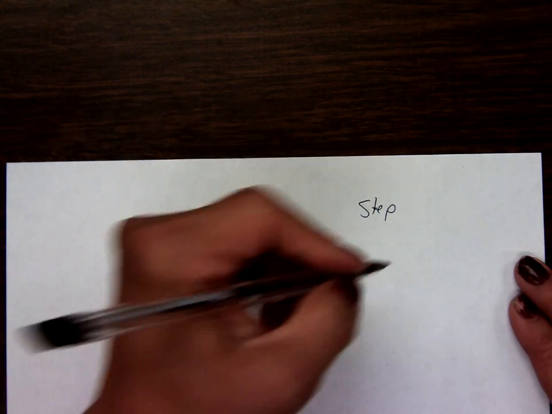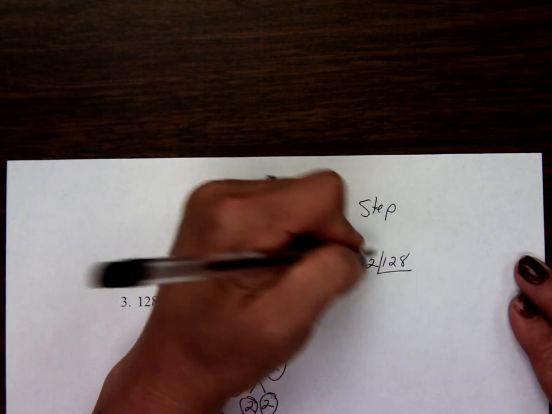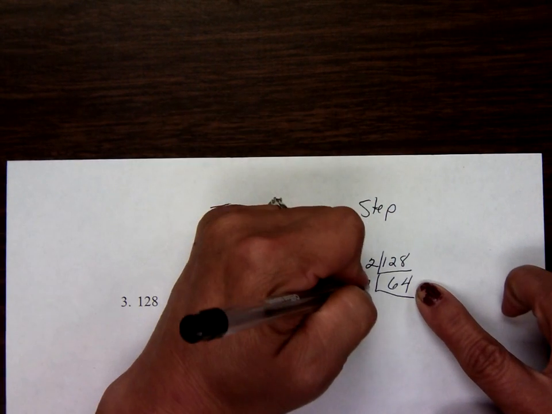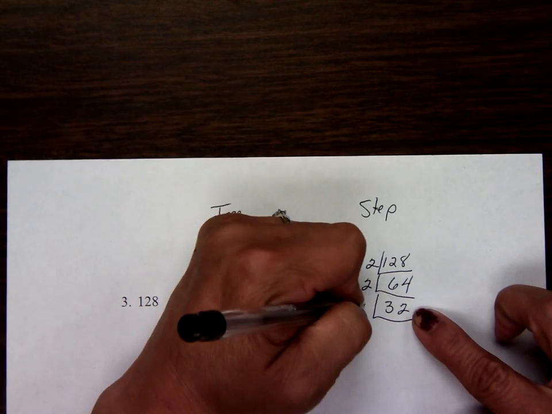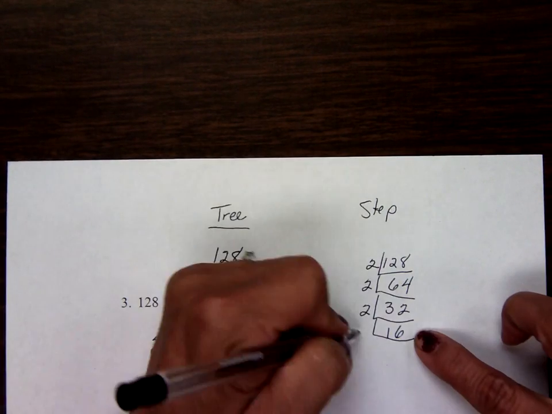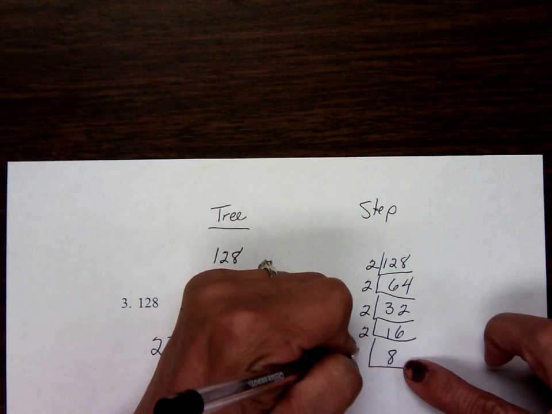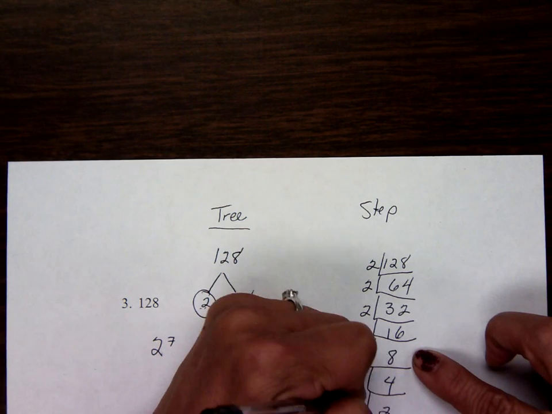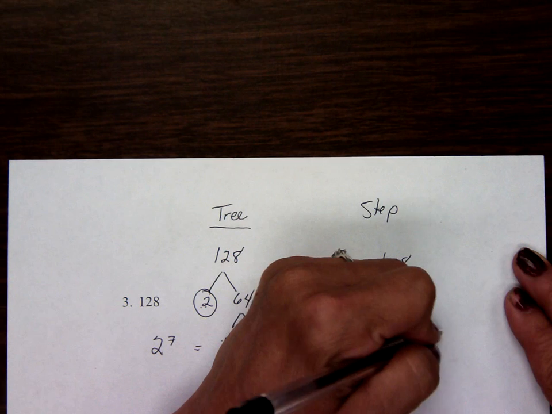Under step, you take 128, divided by the smallest prime number, which is 2, would be 64. This is an even number, so you know 2 will go into it, which is 32. This is still an even number, so you can divide by 2, would be 16. 16 is an even number, so you can divide by 2, which is 8. Divide 8 by 2 would be 4. 2 goes into 4 twice, and 2 goes into 2 once. And you just have to count how many 2's, which is 2 to the 7th power.